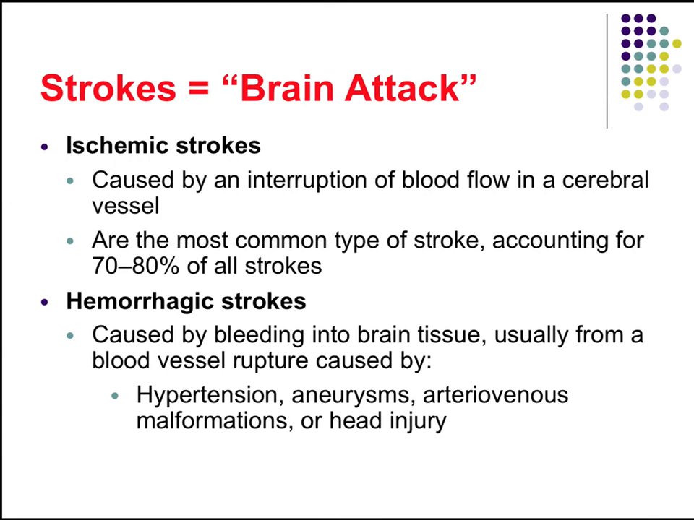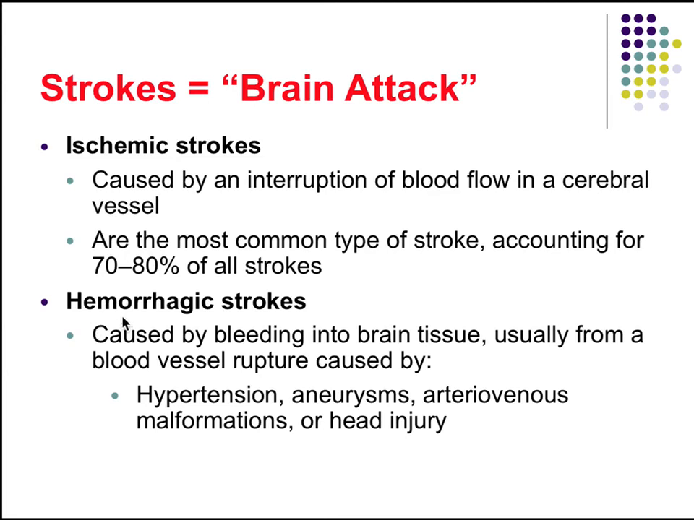So strokes are brain attacks, and we have two major types of strokes. We have ischemic and hemorrhagic. So in an ischemic stroke, the stroke is due to ischemia. So we have a blockage. So it's caused by an interruption in blood flow in the cerebral vessels. And these are the most common type of stroke. They account for about 70 to 80% of all strokes.